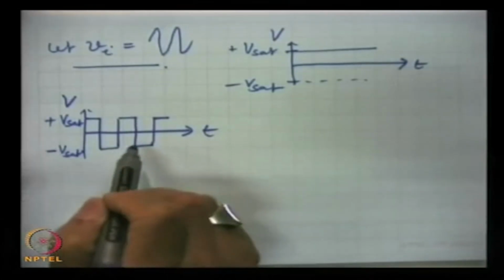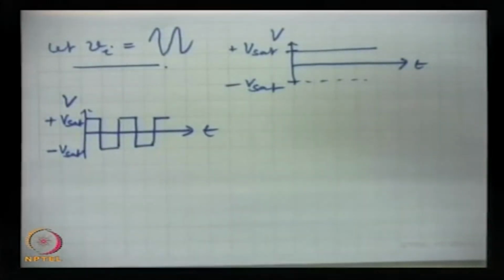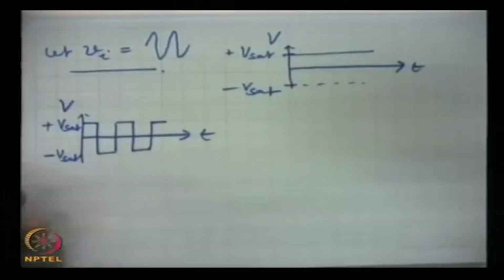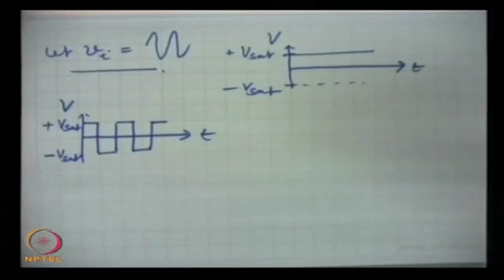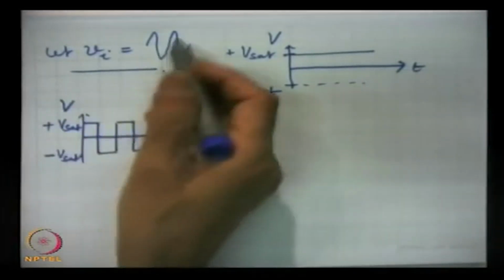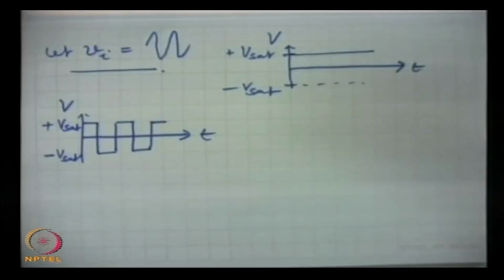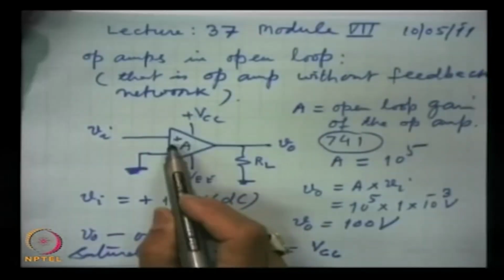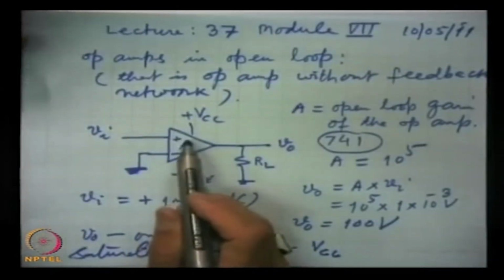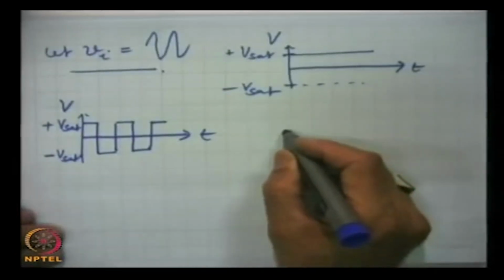Thus in open loop, an op amp is rarely used, almost never used as an amplifier, because the output will be a kind of square wave for a sinusoidal signal, and so this is highly distorted when we compare the two. The same thing will happen when we apply the input at the inverting input instead of the non-inverting input.